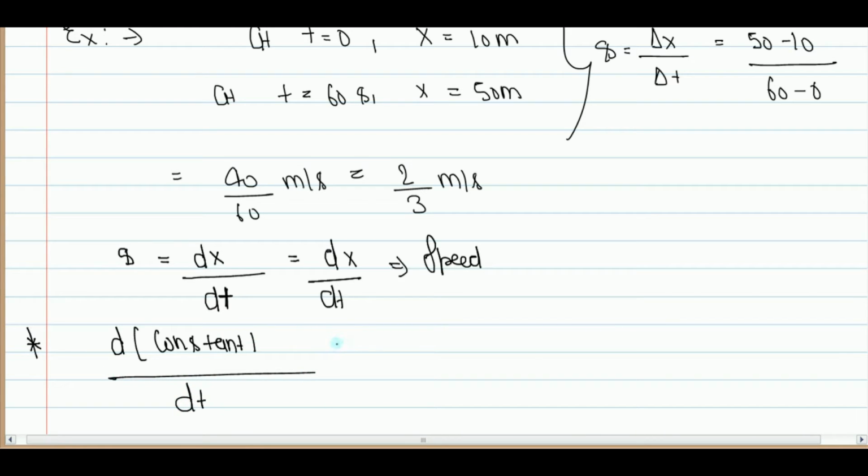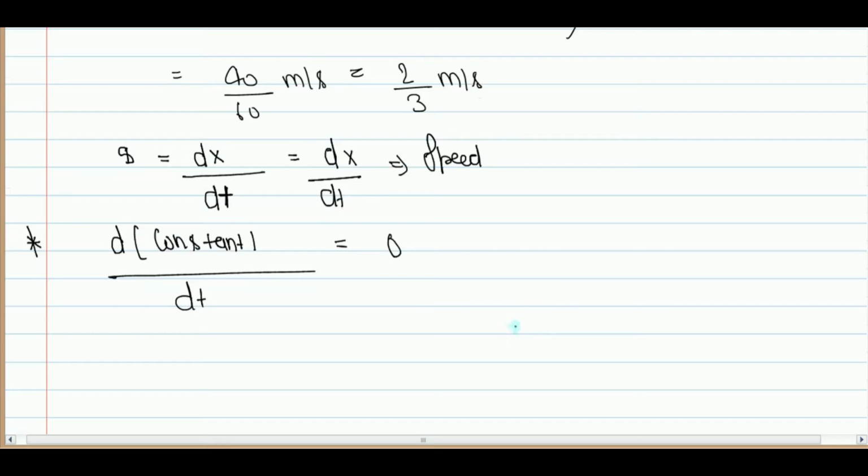Okay, let's say it's dt or anything. So the differentiation of a constant with respect to any variable will always be 0. Why will it be 0? Can you just explain it to me?